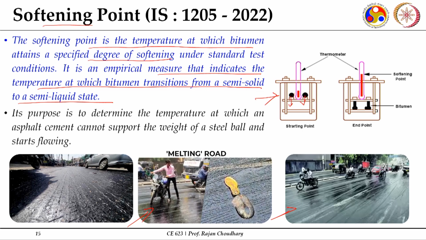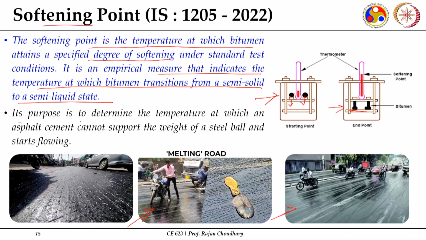Initially, when I start the test, usually this test is started at 5 degrees centigrade, and gradually the temperature is raised. There the binder is in a semi solid state, and once the temperature is gradually increased, a temperature is reached where the binder in the ring starts moving down, and it touches the bottom plate. So, this gives me an idea about the phase change which is happening in the binder.